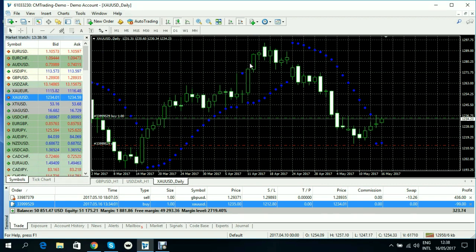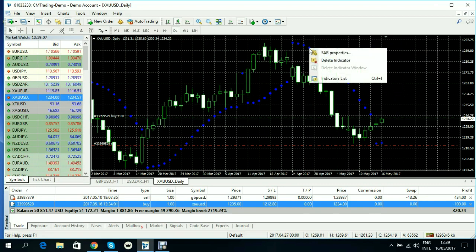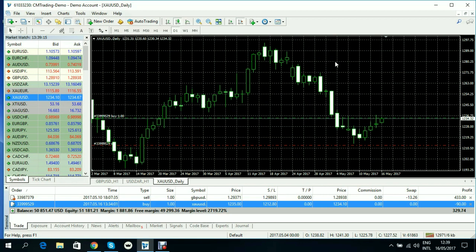Alright, how do we delete the parabolic SAR on the chart? You can put the cursor on any of the dots, right click, this pops up, and then you click delete indicator, and it's gone.